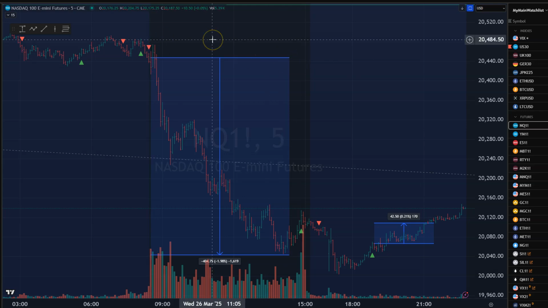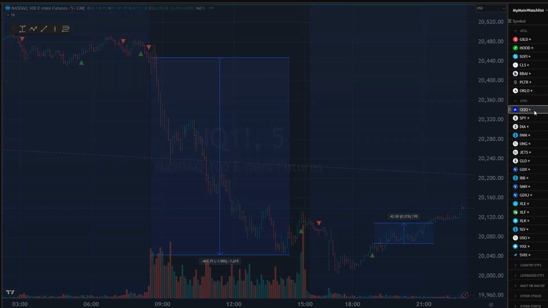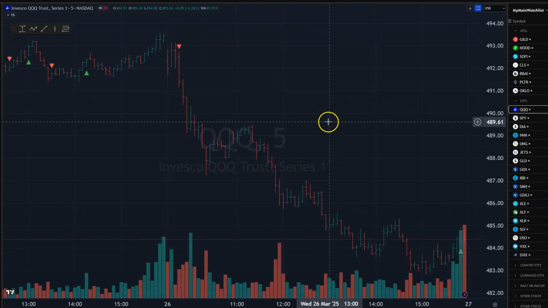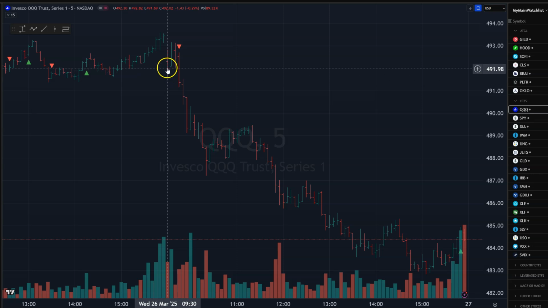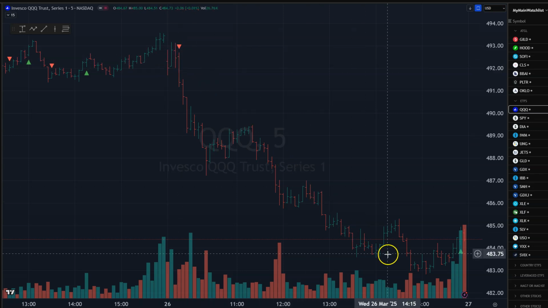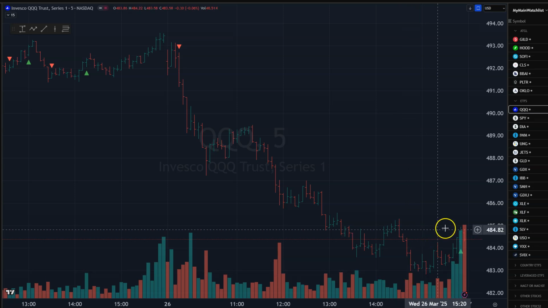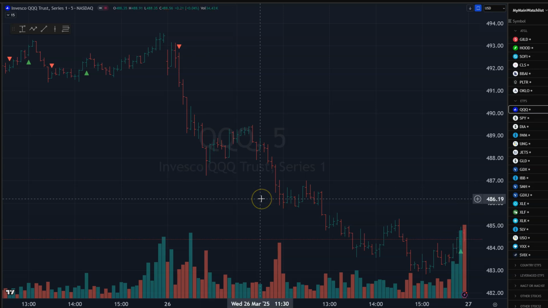And one other choice that we have is to trade the zero DTE options on QQQ. So let's look at what QQQ did. QQQ started at 9:30 in the morning. Now this is Eastern time. It started at 492, and then it moved up a little bit, and it kept on going down until 482, and then it closed around 484.